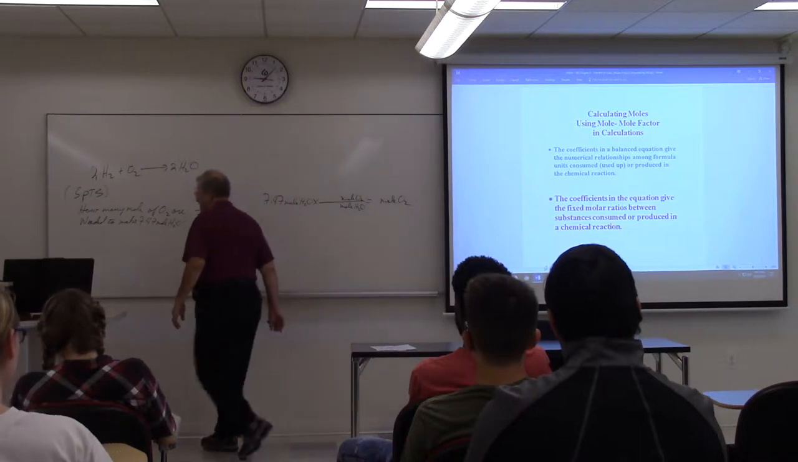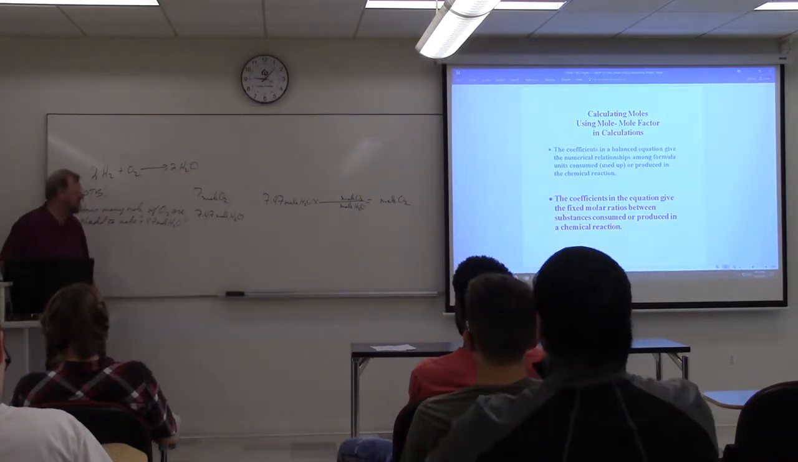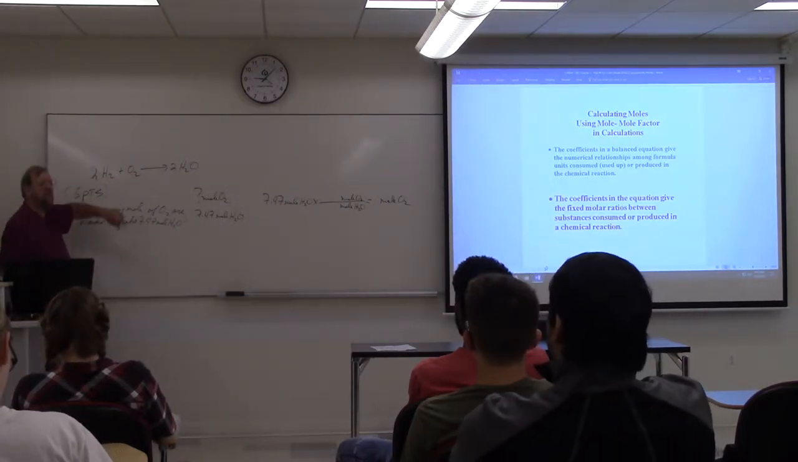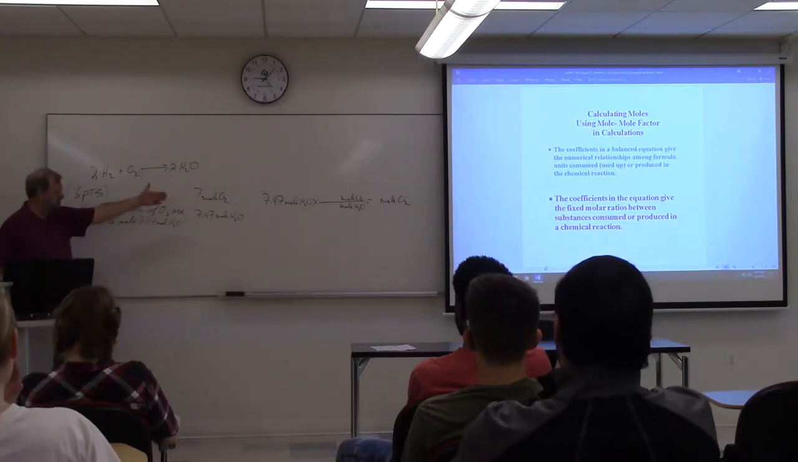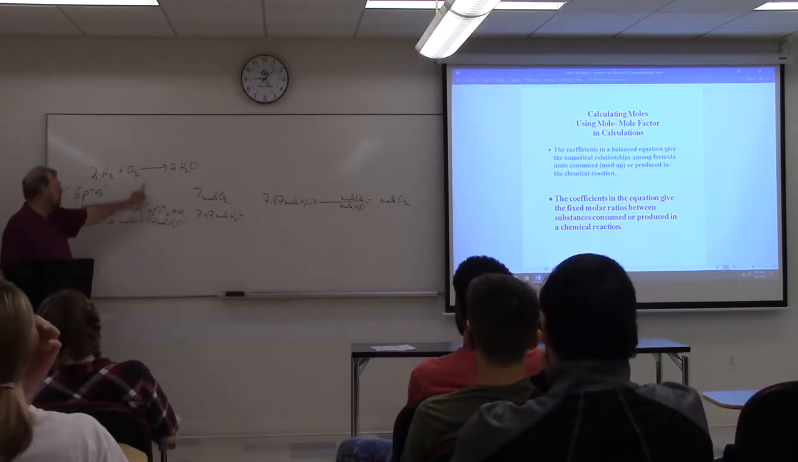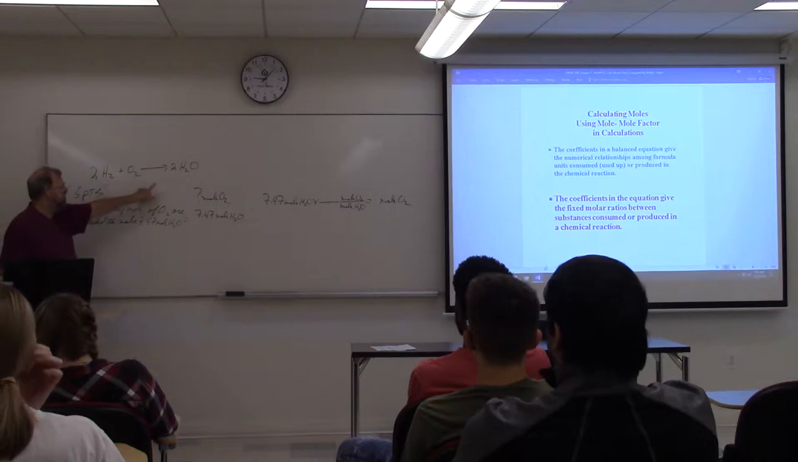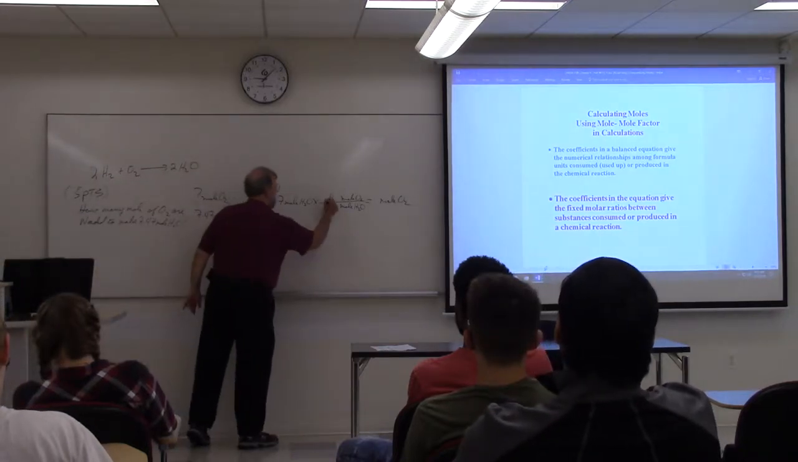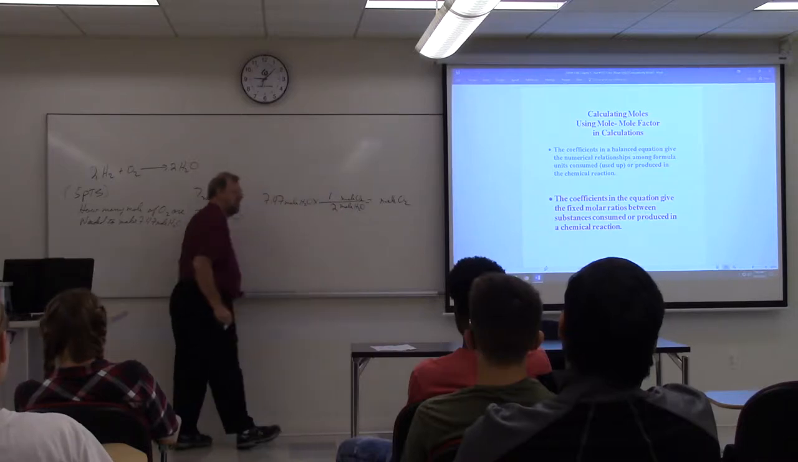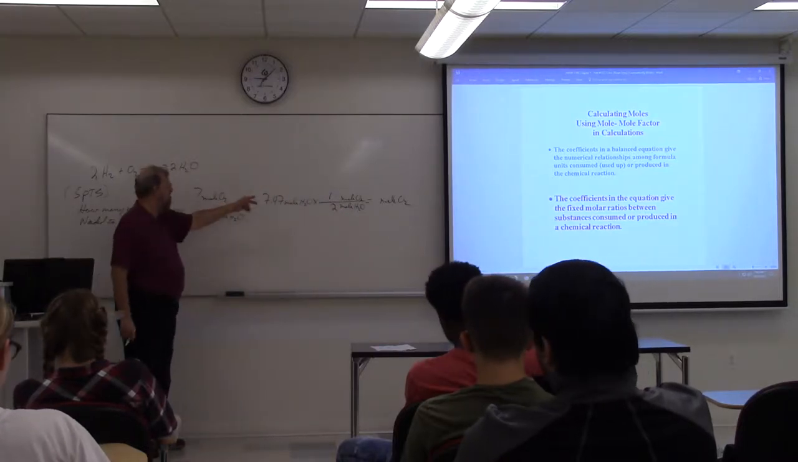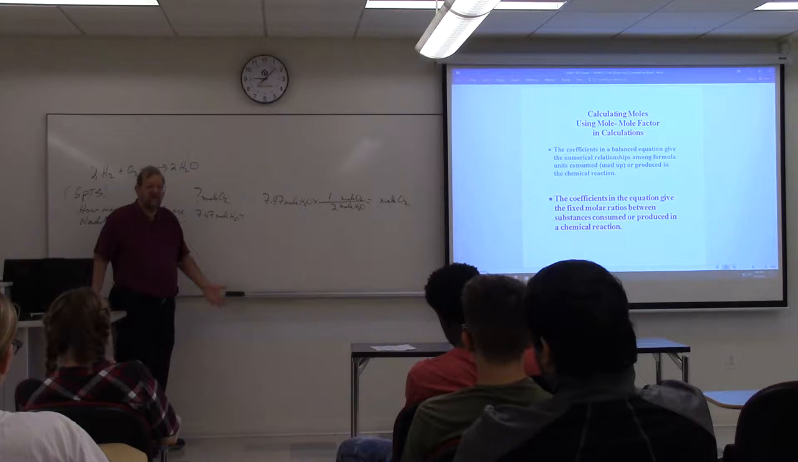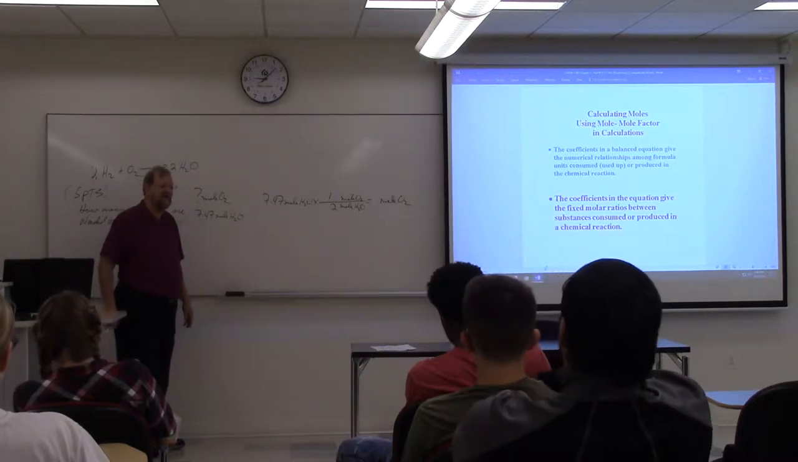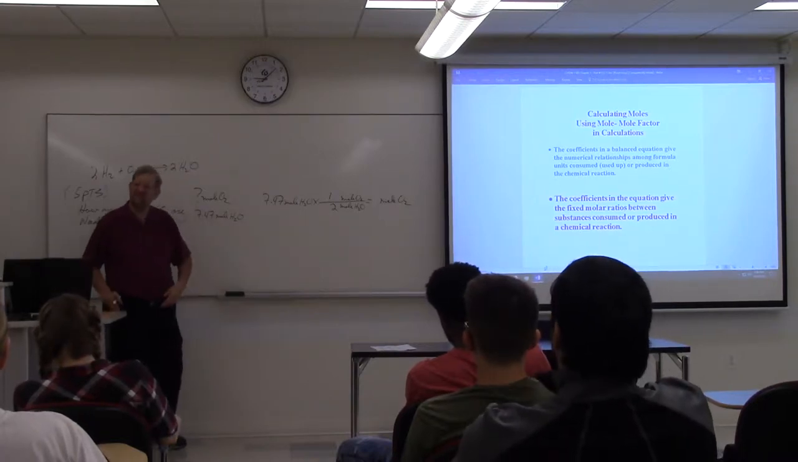And let's get back to the problem. And here, this tells you the molar ratios, which is what we have over there. One mole of oxygen makes two moles of water. Now, these are exact numbers because you can't have half a molecule. It won't be that molecule.